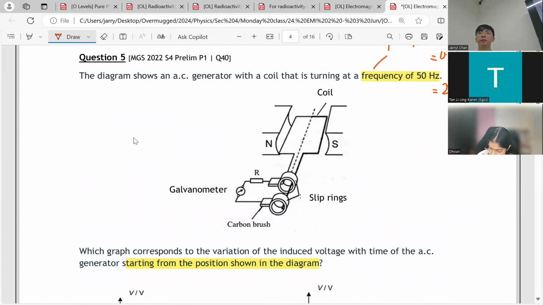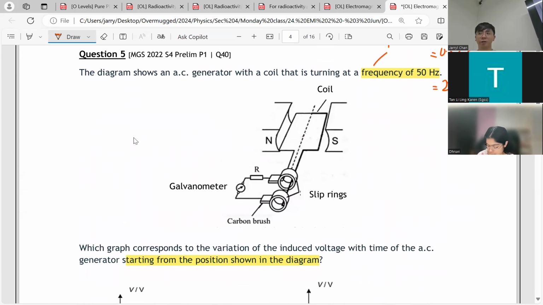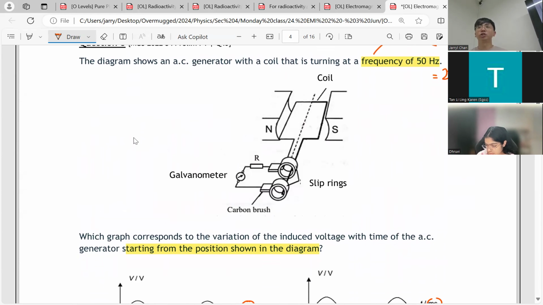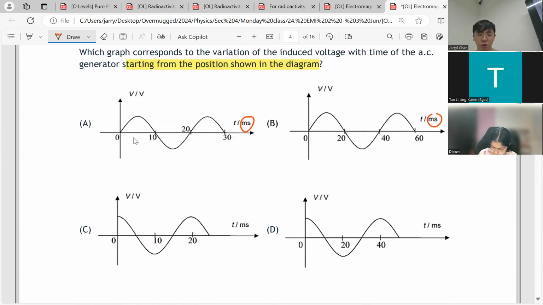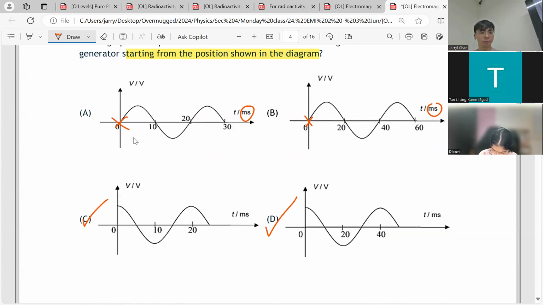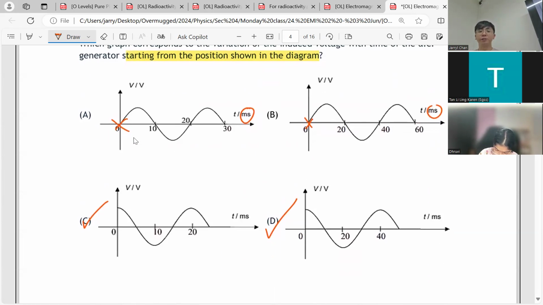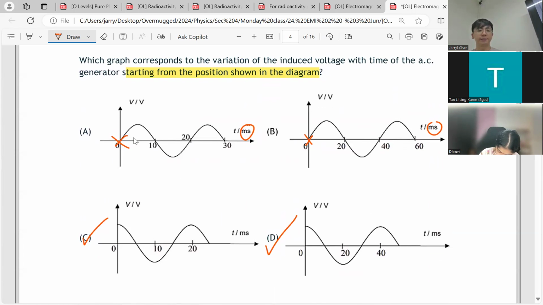I look and try to find the correct graph. The keyword in the question is "starting from the position shown in the diagram." Why is this a keyword? Because it's in the horizontal position. We talked last week about how in the horizontal position, when you cut, it is the maximum change in magnetic flux. Therefore, it is the maximum voltage. The answer will therefore be either C or D. I shouldn't start from 0. I just need to ensure that the period is 20 milliseconds. Therefore, the answer is C, 20 milliseconds.